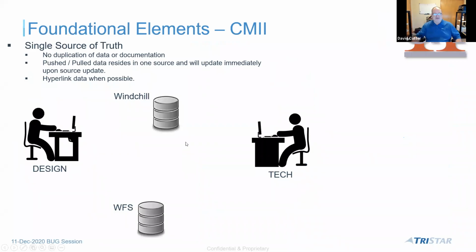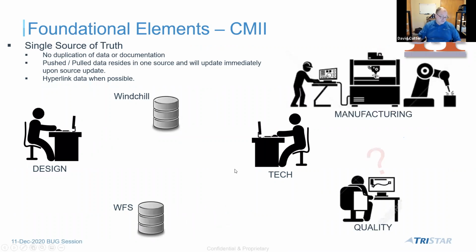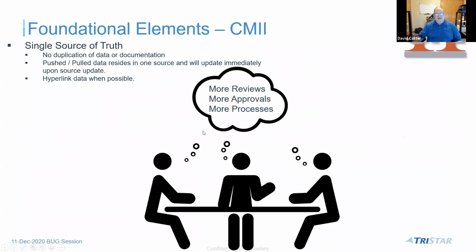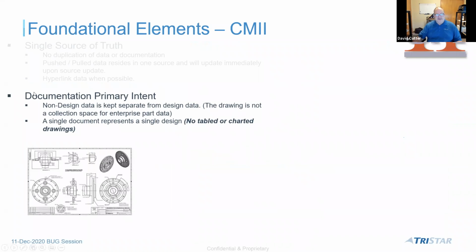So what are the change impacts to this? Well, you've got to have your single source of truth. And again, I'm just going to accelerate through this portion. But when you're looking at the documentation is primary intent, non-design data is kept separate from design data. The drawing is not a collection space for enterprise part data. And enterprise part data is material specifications, process specs, performance specs. A single document represents a single design, not tabulated and not charted. There should be a specific representation for the specific part.